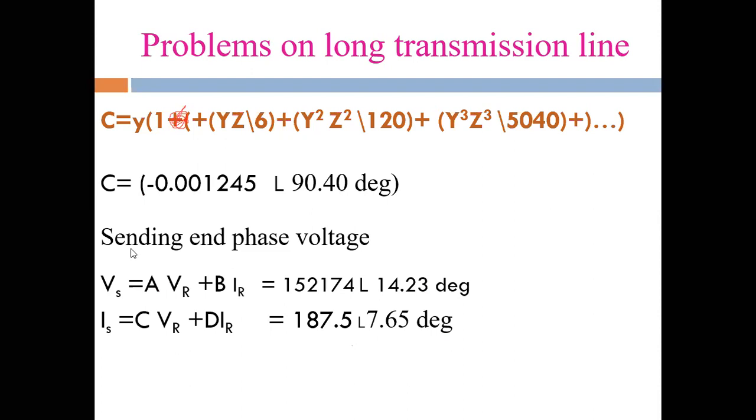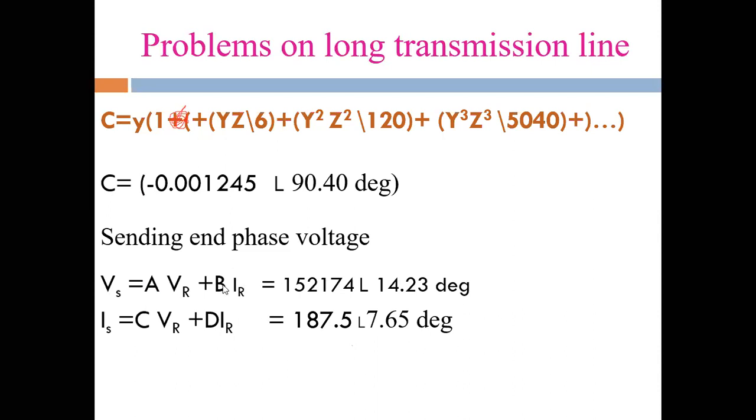Then substitute those values in the Vs and Is equations, that is the sending end voltage and the sending end current. What is the formula for the sending end voltage? The formula for the sending end voltage: Vs is equal to A Vr plus B Ir.